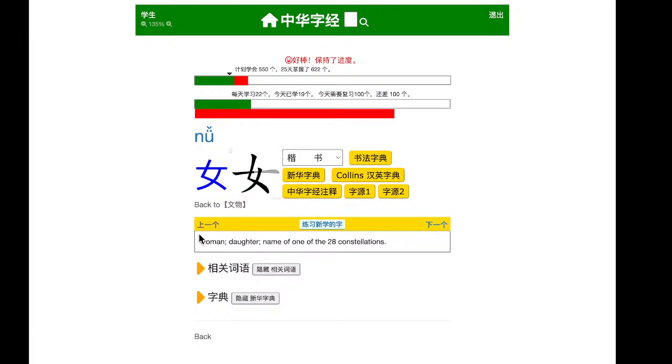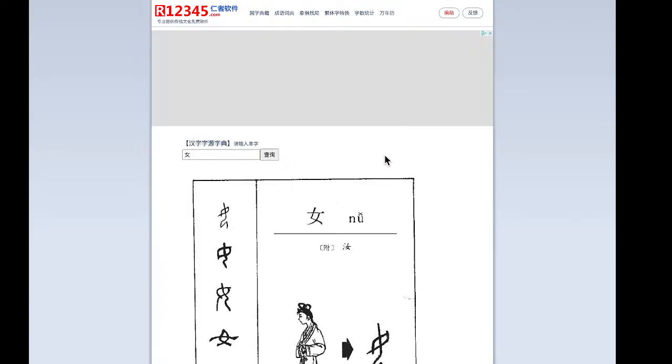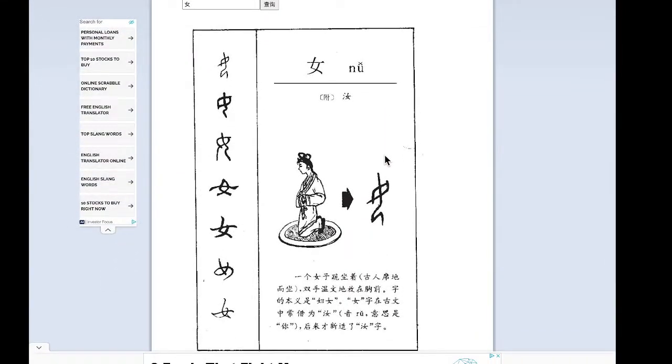女, this is woman or daughter. It's also one of the constellations, but this is the word for woman, and it looks like that because originally it was an abstract drawing of a woman. She's kneeling.